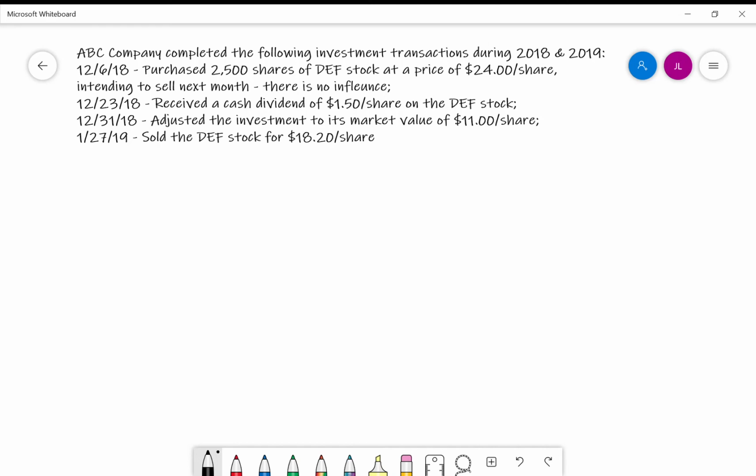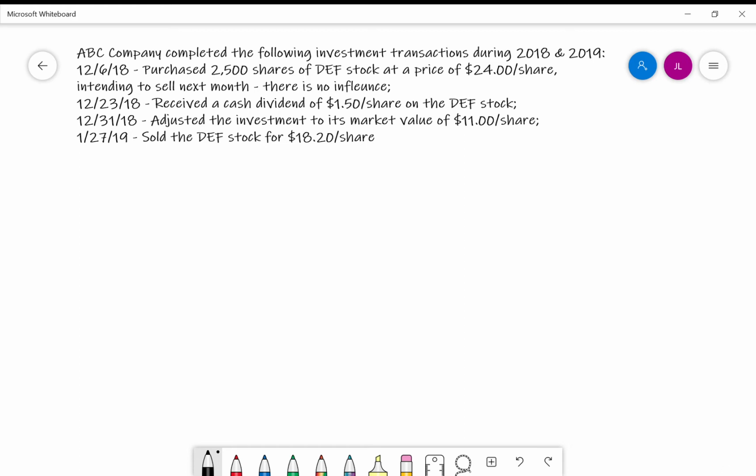Okay, another request here for looking at journalizing investment transactions. So, what we have here is ABC Company completed the following investment transactions during 2018 and 2019.